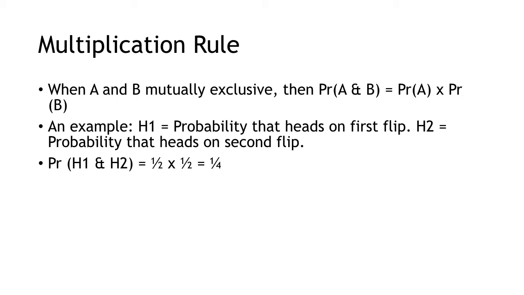What is the probability that you get two heads in a row, right? Well, these are independent, so you can multiply them. 1/2 times 1/2, 1/4, right? Pretty easy, not difficult math, hopefully.